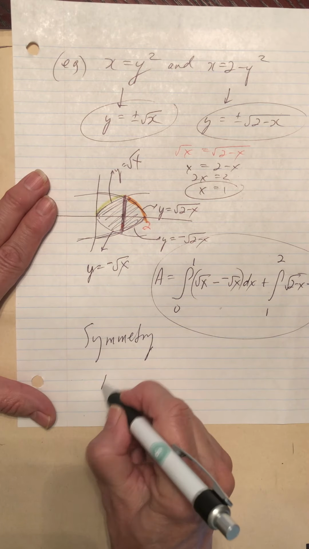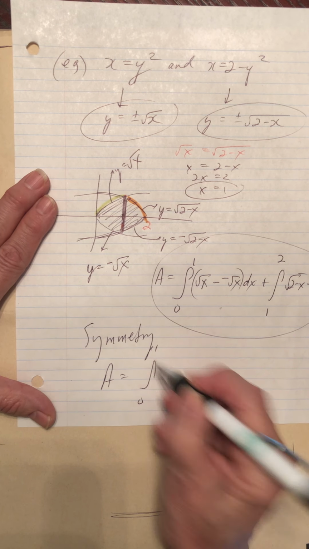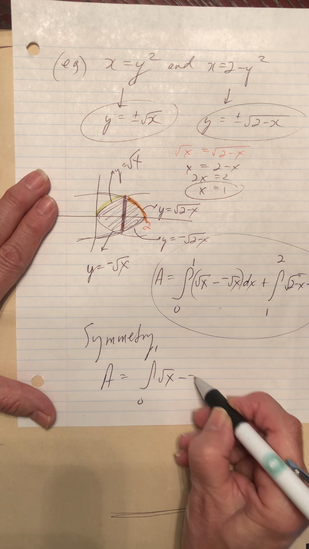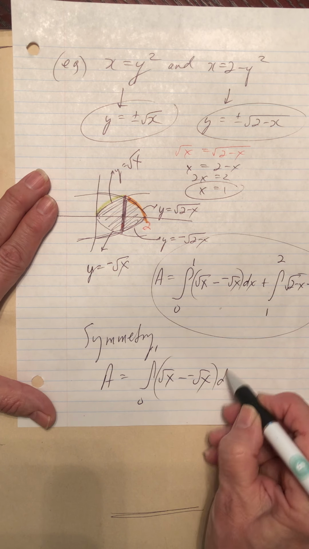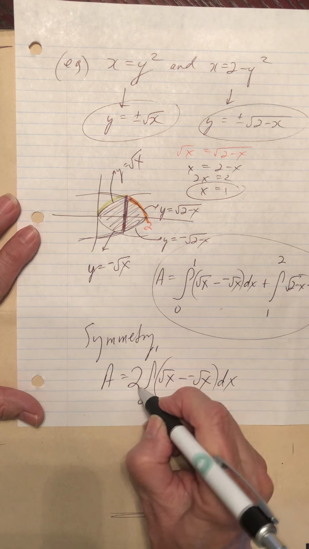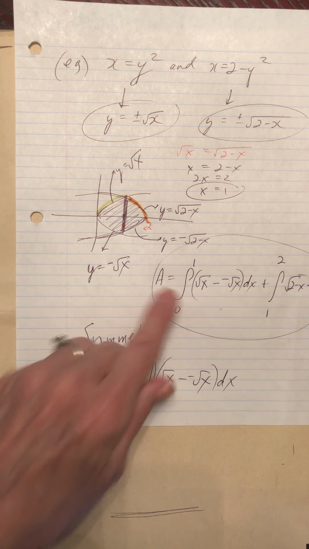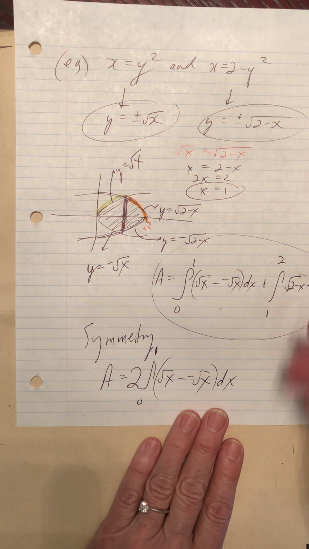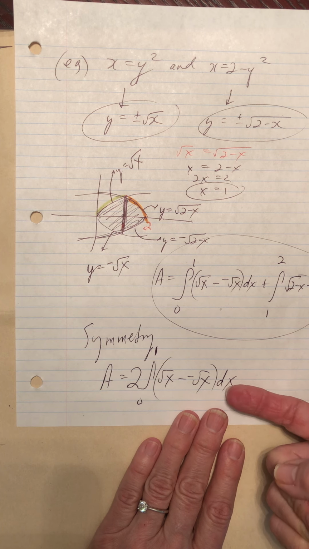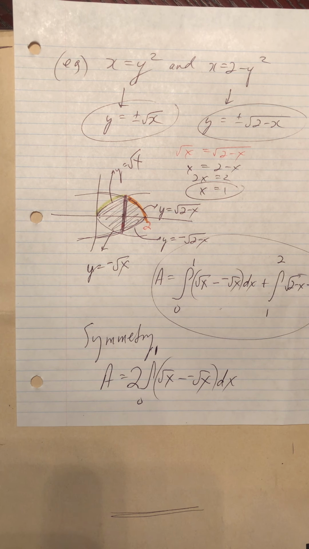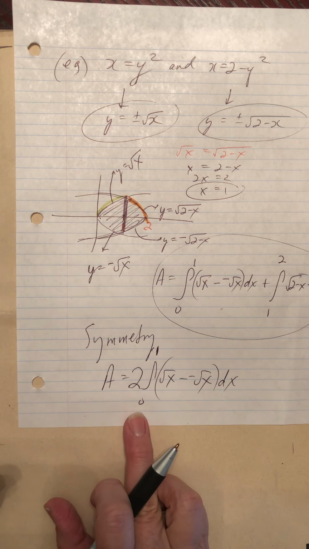And what would that look like? So this area would be from 0 to 1. I have the top function minus the bottom function. But I have to double it. So there's my 2. That will give me the same answer as this. And you can just tell even right now by looking how much less work this one will be than this one will be. So this was a really good option right here.